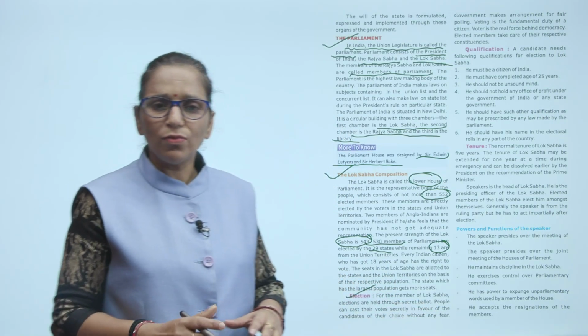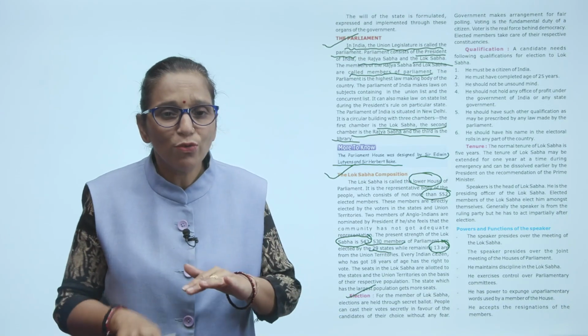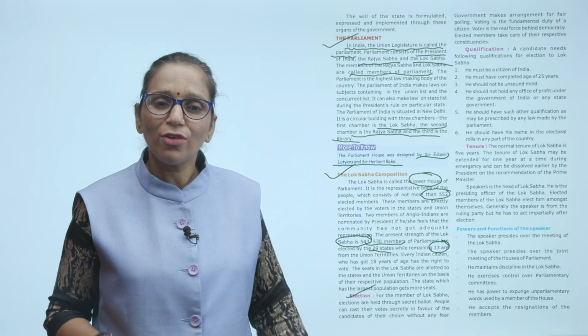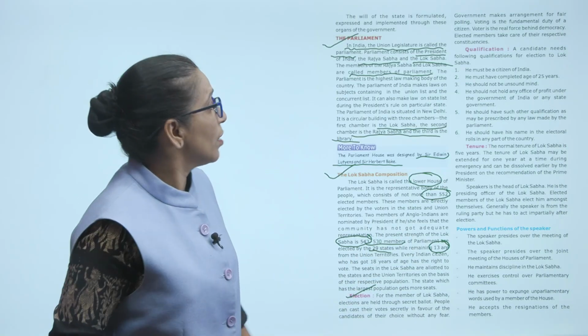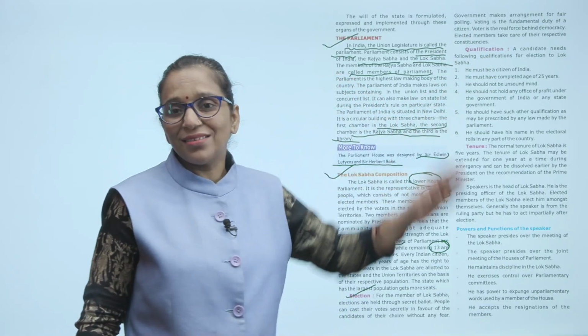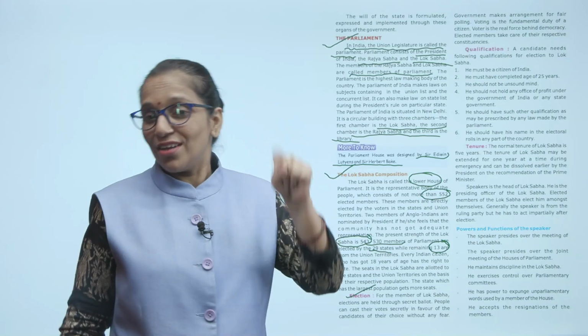Whenever we are going to cast the vote, there is a secret ballot. Nobody can see to whom I have given the vote. People can cast their vote secretly in favor of their own candidate or own political party of their own choice without any fear. Government makes arrangements for fair polling. Voting is the fundamental duty of the citizen, please cast your vote at a particular time.